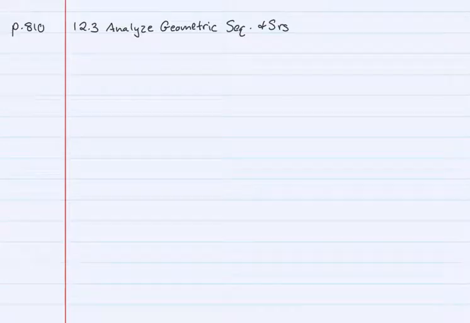In this video, we will be discussing section 12.3, which analyzes geometric sequences and series. This begins on page 810 of your textbook. The difference between an arithmetic and geometric sequence is that in an arithmetic sequence, we are adding a common difference or subtracting a common difference, and in geometric sequences, we are multiplying instead, and that will be called the common ratio.